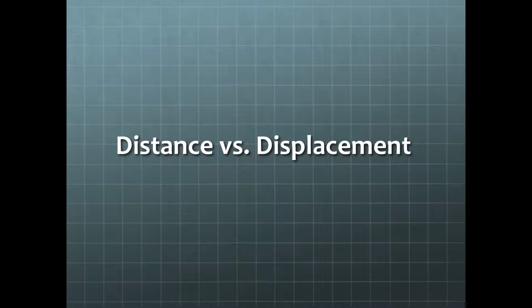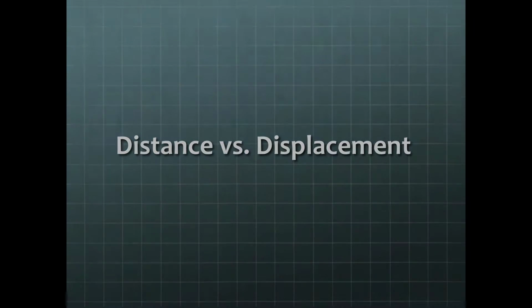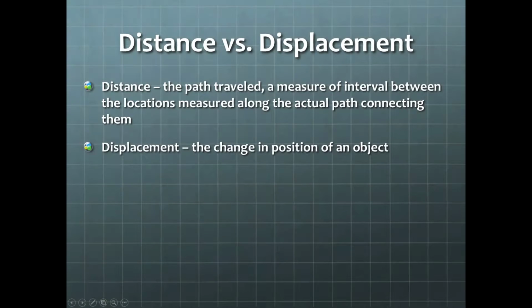In this video, we are going to introduce a couple of physics concepts, distance and displacement. Let's begin. Distance is defined as the path traveled, a measure of interval between the locations measured along the actual path connecting them. Displacement is the change in position of an object.